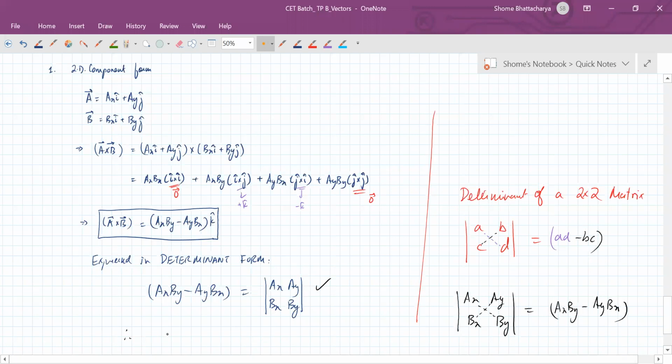So therefore, we can just say that A cross B in 2D determinant form or two-dimensional component form is just the determinant of this matrix Ax, Ay, Bx, By into the unit vector k cap. So this becomes the determinant form of expressing this. So just make a note of this quickly, then we'll see some examples.